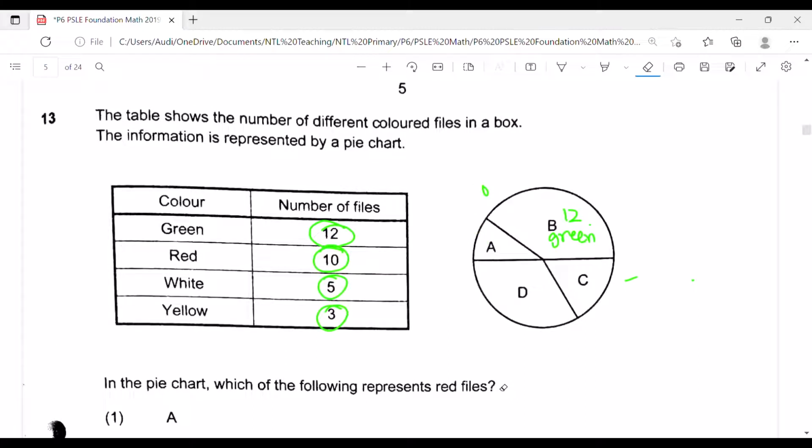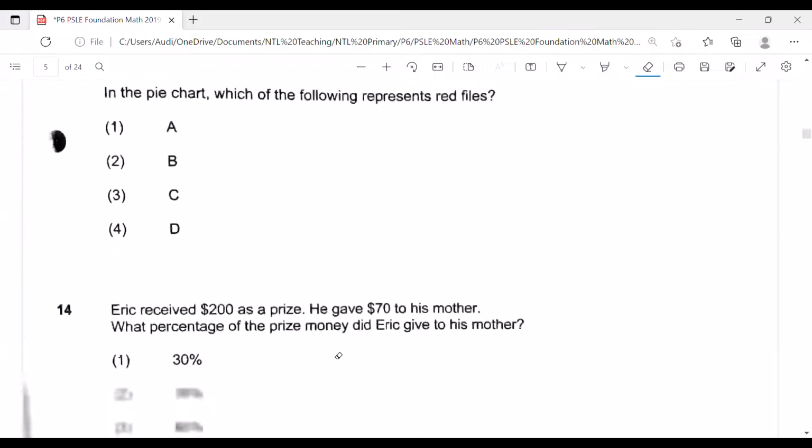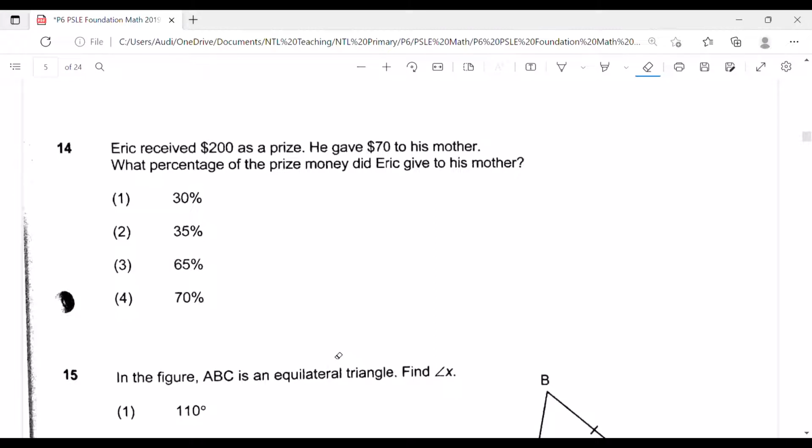And you try, and then play once you got the answer. Okay, number 14.